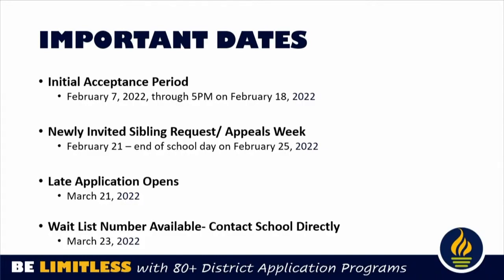The late application period, so maybe you didn't get into one of your choices and you'd like to apply for a different one, will open on March 21st. And then wait list numbers will become available on March 23rd. So you can call the school directly and find out what that wait list number is. And that'll give us time, so any of the newly invited siblings or any appeals will be taken into account, and that'll give you a better idea of what that wait list number is going to be going into when they start to call off the wait list.